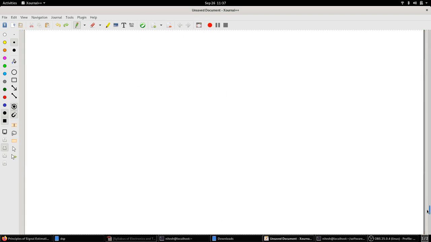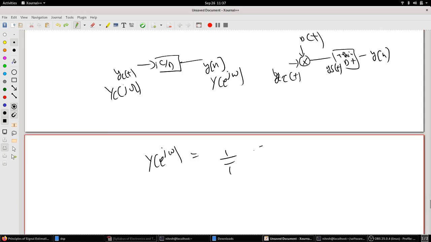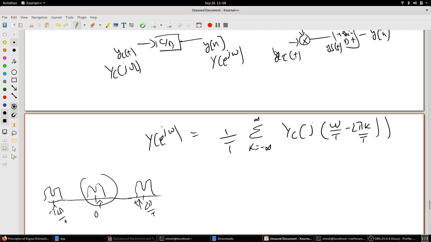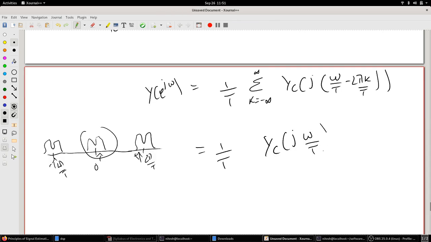Okay, so once this is known, you know that Y of e raised to j omega is summation k equal to minus infinity to infinity Yc of j omega by T minus 2 pi k by T. We have done this a lot of times. I am interested in Yc of j omega only for one period now. Let's say this is your Yc of j omega. These are multiple copies that you have. I am interested in only one copy right now, which is centered around 0. This is centered around 2 pi by T, this is centered around minus 2 pi by T, and so on. But I am only interested in k equal to 0. So what I'll get here is 1 upon T Yc of j omega by T, which is your spectrum around 0.